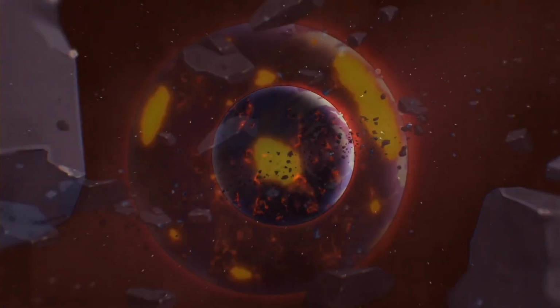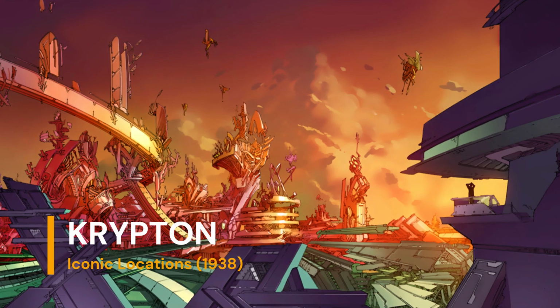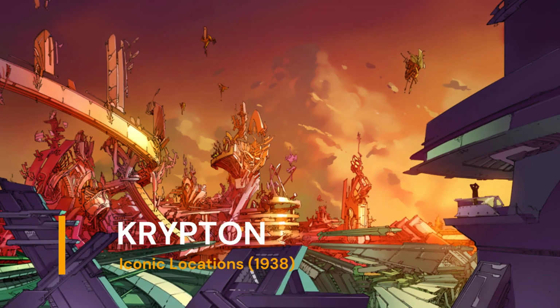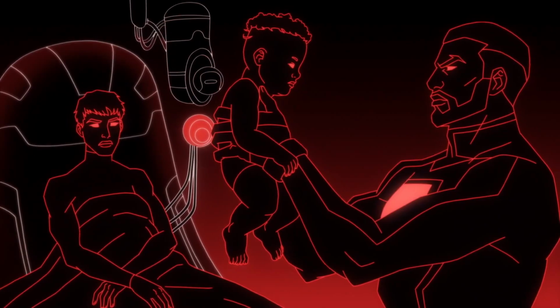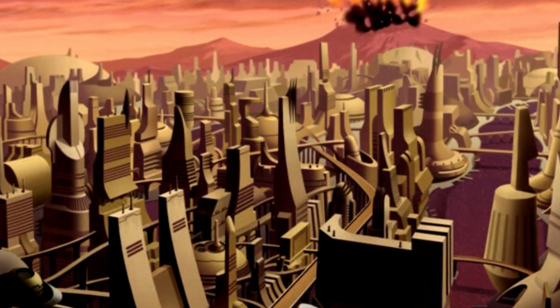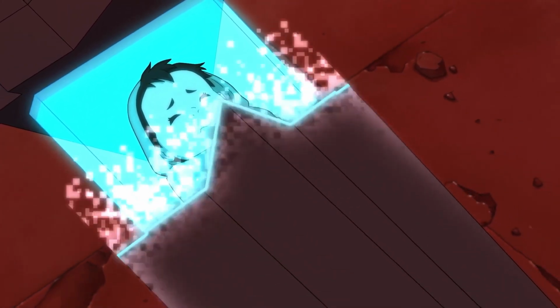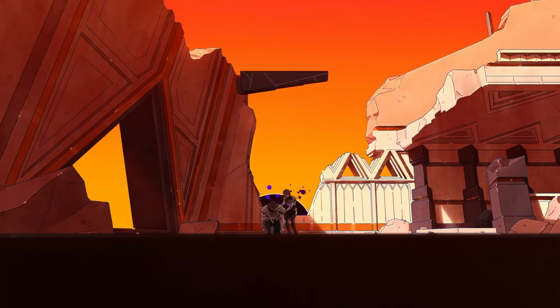Then we have Krypton. While not physically present, Krypton's significance to Superman's story is immense. The doomed planet, with its advanced technology and rich culture, serves as a poignant reminder of Superman's lost heritage. Kryptonian elements, such as language, customs, and artifacts, often feature in Superman's character development. Krypton serves as a theme of loss, legacy, and the consequences of societal arrogance.